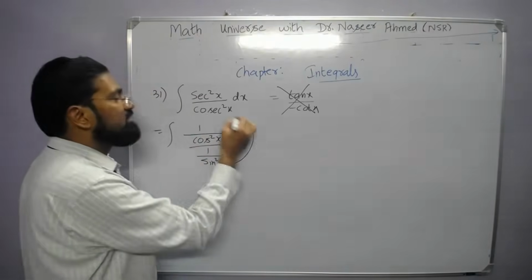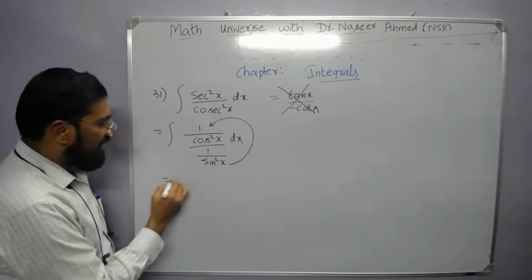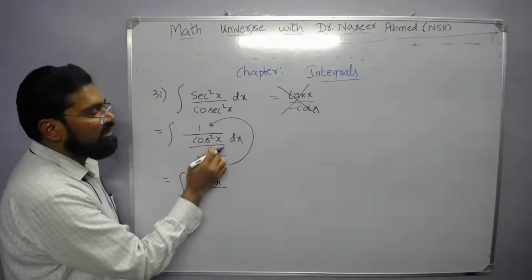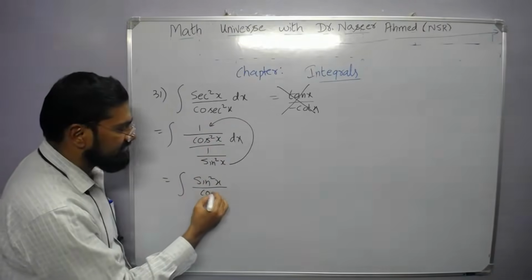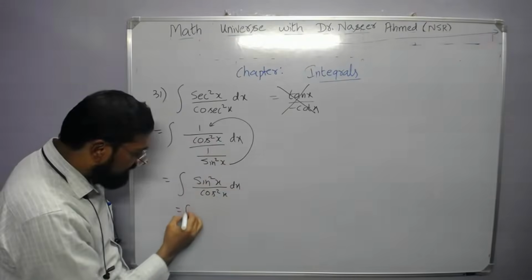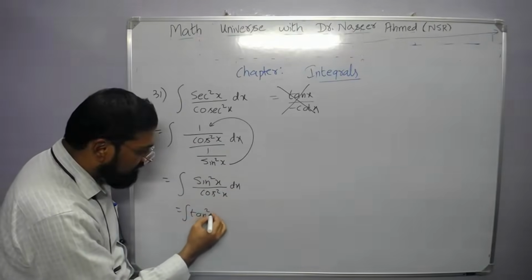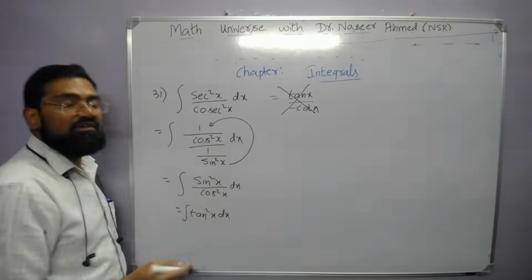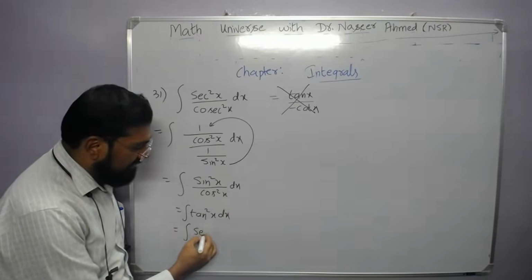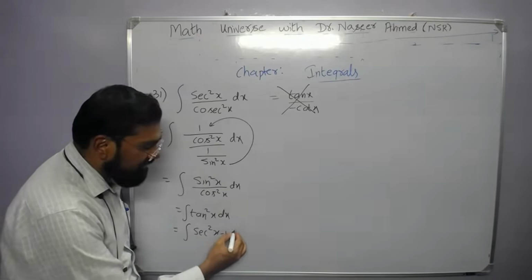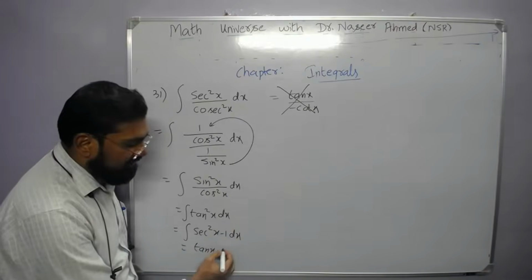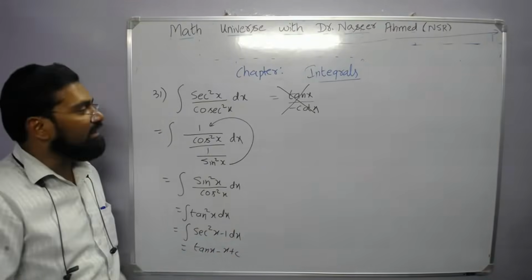Now the sine square will jump up. So we will have sine square x divided by cos square x. What is sine by cos? Tan. Right now, but we don't know integration of tan square. But we know tan square is the same as secant square x minus 1. Integration of secant square is tan x. Integration of 1 is x plus c. Quite easily done.